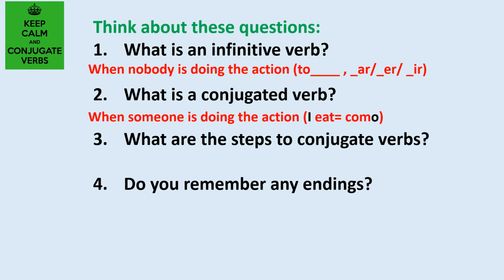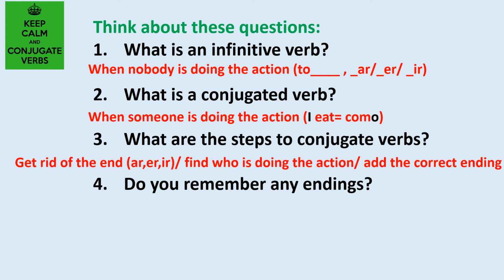What are the steps to conjugate verbs? Remember, there are 3 steps. First thing we need to do is get rid of the ending of the infinitive, so bye-bye -ar, -er, or -ir. Then you need to find who is doing the action. If it's I, you, he or she, we, you plural, or they. And then add the correct ending.